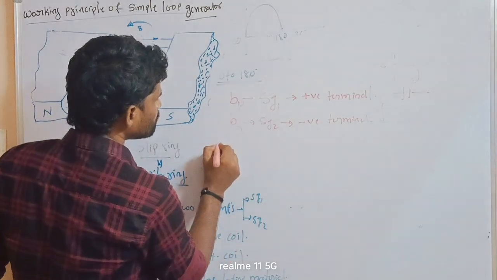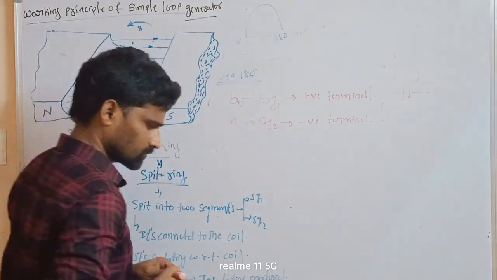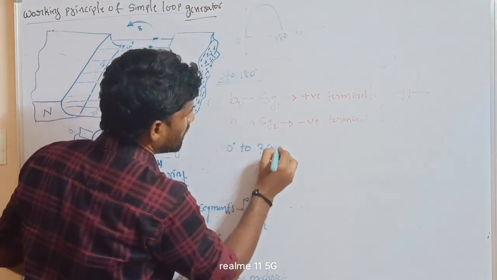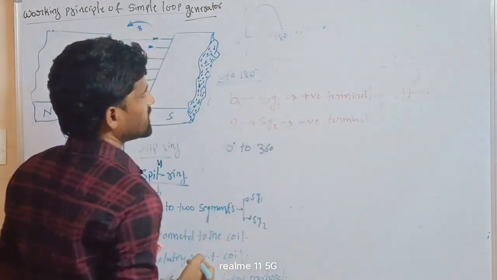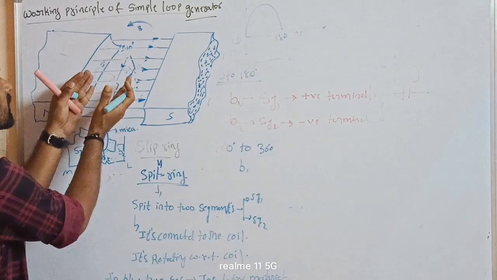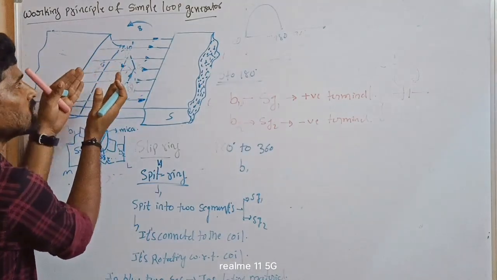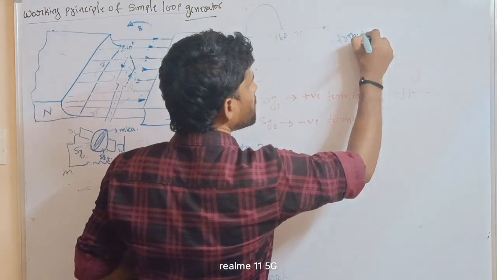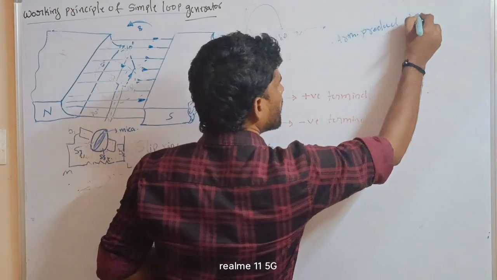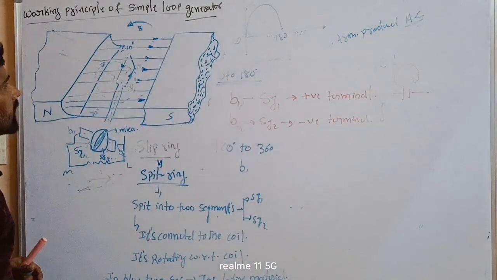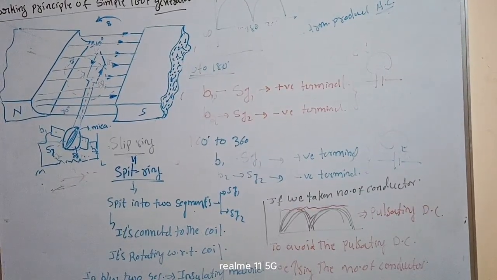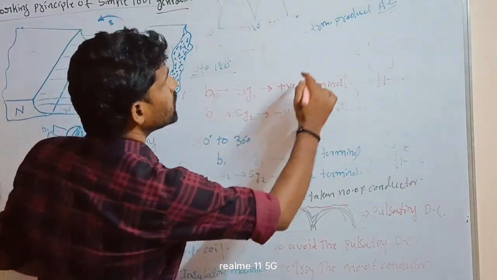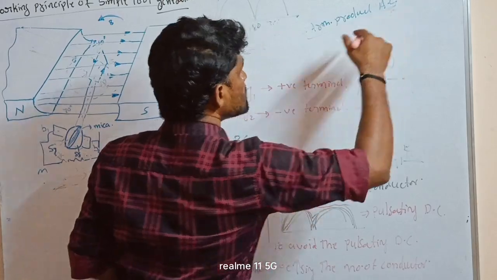After we change from 180 to 360 or 0 degrees, the armature coil, the armature winding, always produces AC current, alternating current.